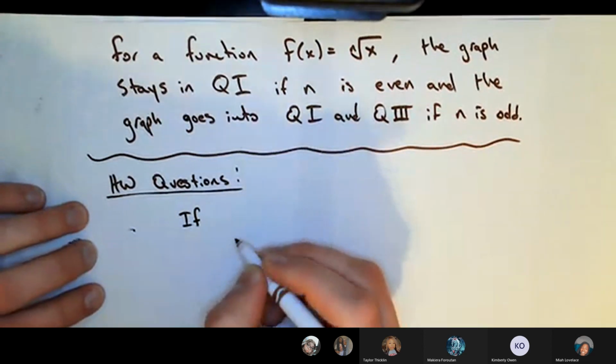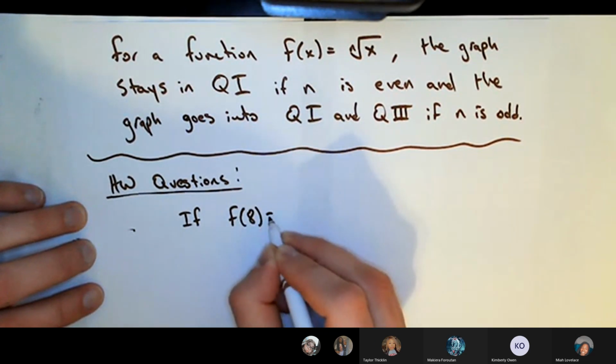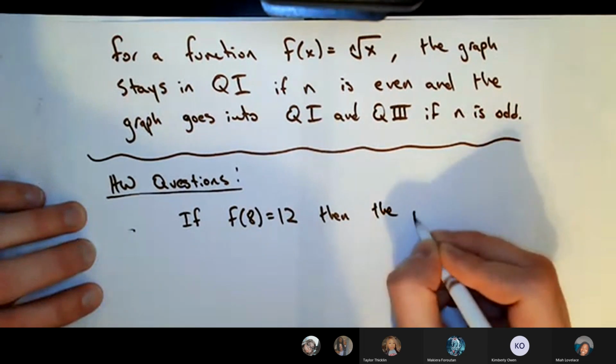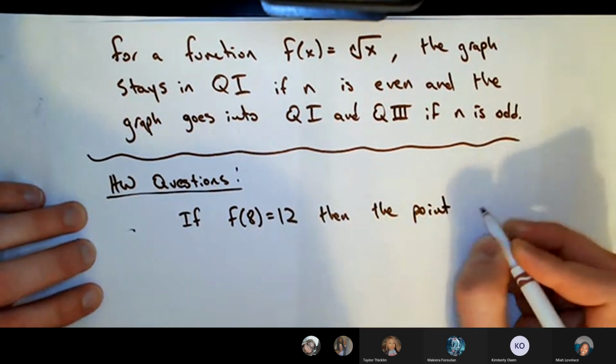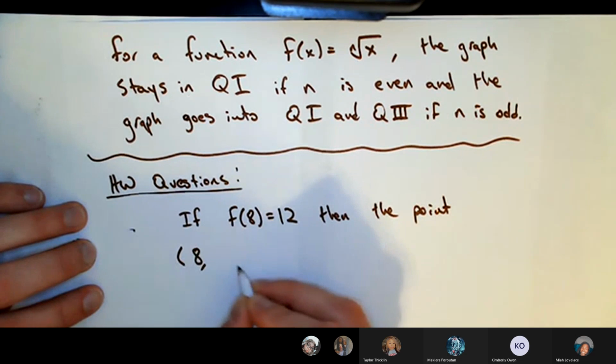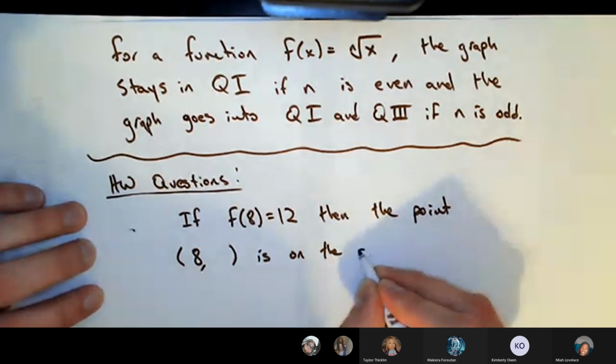Here's a question. If f of 8 is equal to 12, then the point 8 comma blank is on the graph of f. It's on the graph.